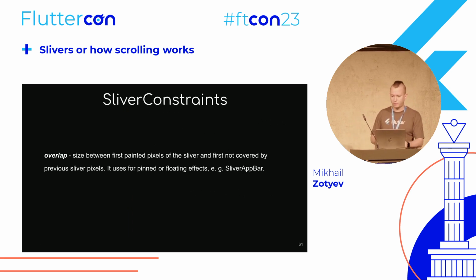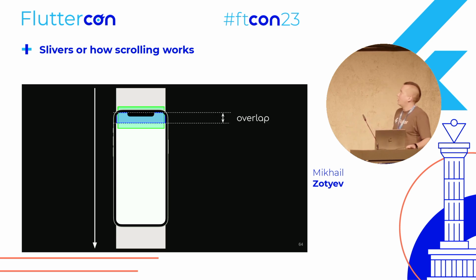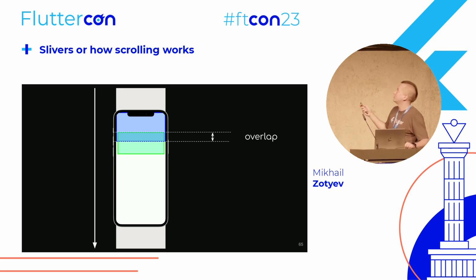And the last property that we have in constraints is overlap. It's the size between the first painted pixel of the sliver and the first pixel not covered by the previous one. It's better to check this on an example because it's relative to the floating effects. Just imagine that it's some app bar or floating widget, doesn't matter, and our widget. Before they cross each other, it's just 0. If the bar completely disappears, it's again 0, nothing overlaps. But in case we have some overpainted part, we will know that this part is overpainted. We can react to this somehow in the layouting, and this is also a case.